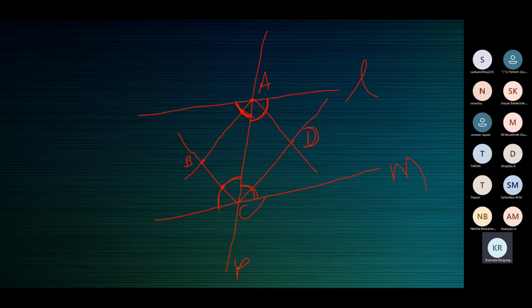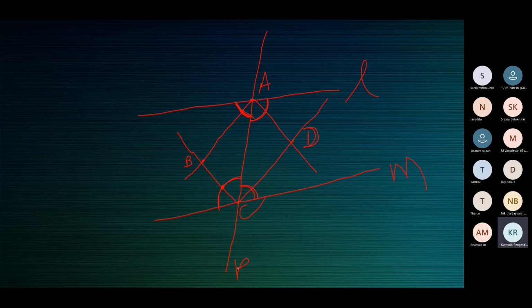Now to prove that ABCD is a rectangle, we use a definition. A parallelogram in which one angle is a right angle is a rectangle. So we need to first prove that ABCD is a parallelogram. Then we need to prove that one angle in this parallelogram is a right angle. Therefore, ABCD is a rectangle.